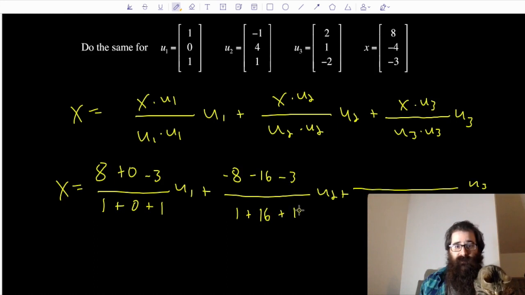And then 1 times 1 gives me 1. And then now I want x dotted with u sub 3. So here 8 times 2 gives me 16. Negative 4 times 1 is negative 4. And then negative 3 times negative 2 gives me positive 6.